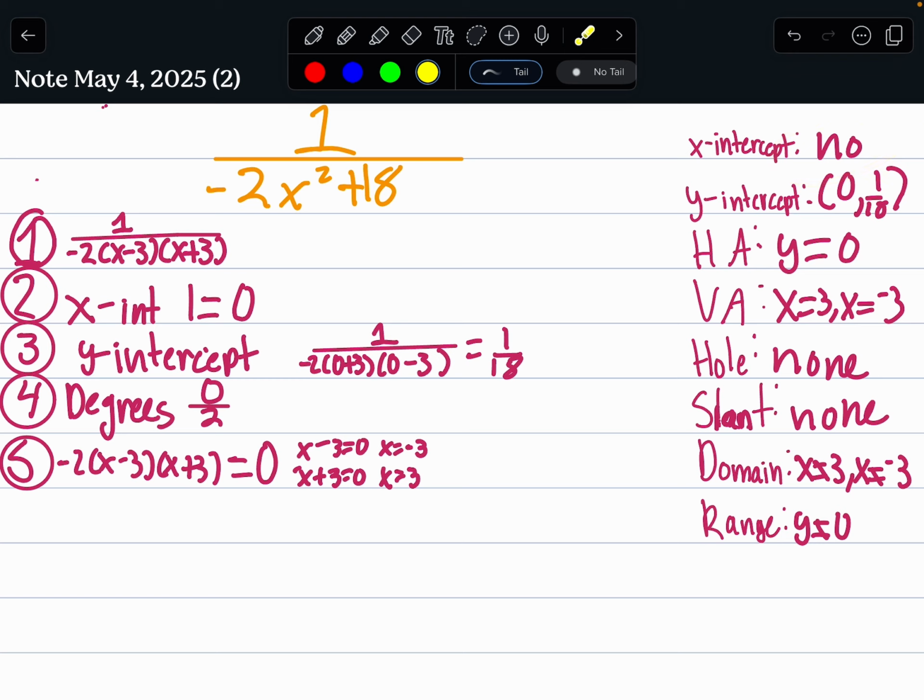Now let's find our y-intercept. The y-intercept is the point where the graph intersects with the y-axis, and so we just simply need to set all of our x values equal to 0, and when we do that, we are going to get 1 over 18. So our y-intercept is going to be (0, 1/18).